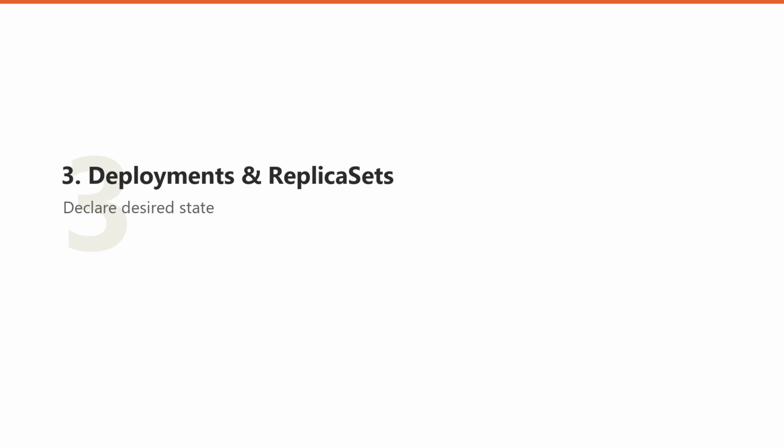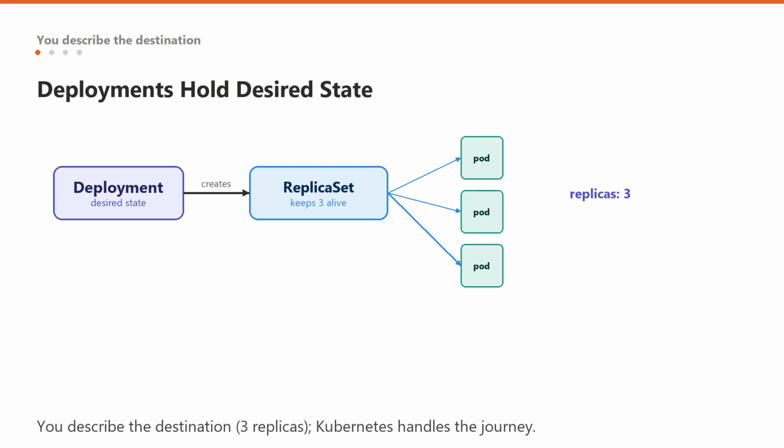Concept 3. Deployments and replica sets. You almost never create pods directly. Instead, you create a deployment. A deployment is a declaration of desired state. You say, I want 3 replicas of this image running at all times. The deployment creates a replica set whose one job is to keep exactly that number of identical pods alive.